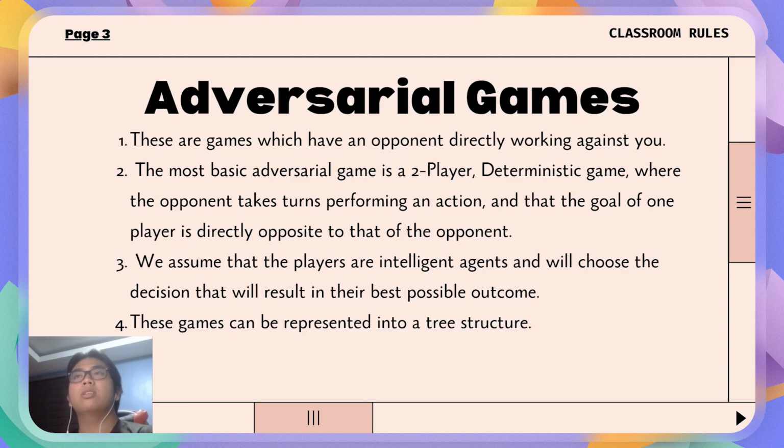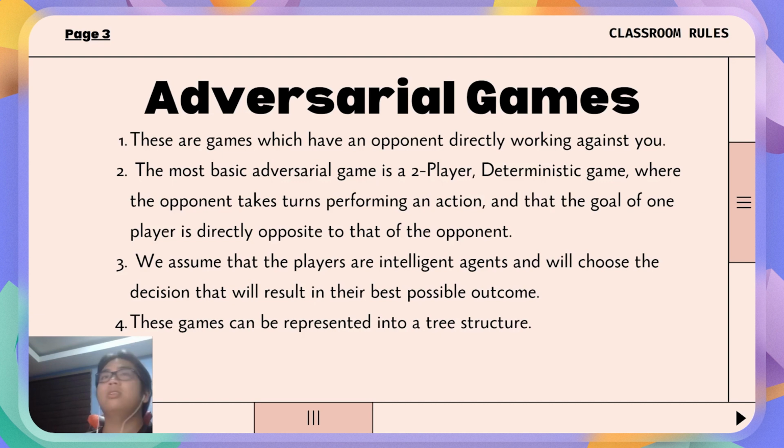That means there are two players in the game, and one player can choose to do a move. Not only that, when one player does a move, it is time for the other player to do their move afterwards. And usually, the goals of the two players are directly opposite to that of the opponent. So if one player wants to maximize something, the other player wants to minimize that something. Think of it like that.